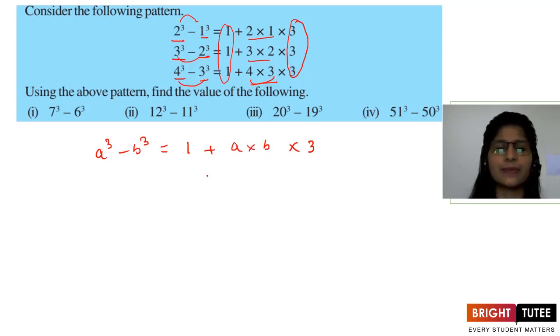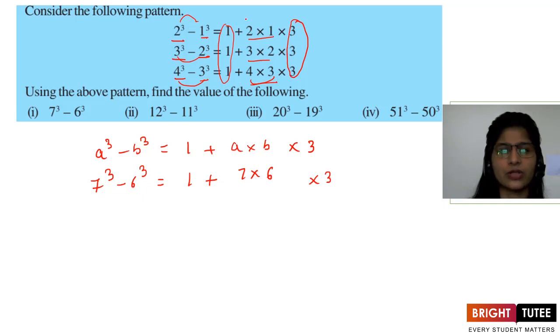So using this pattern, we are now going to find out 7 cube minus 6 cube. So we have to write 1 plus, and 3 times also we have to write. What is a and b? a here is 7 and b here is 6. So here also the multiplication of the numbers is there that we have to write. So what will we write? 1 plus. Now we have 7 6s are 42.